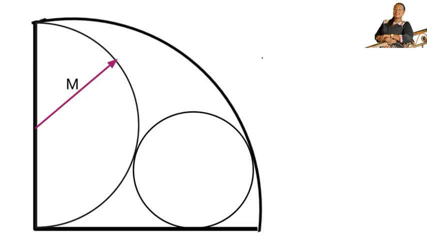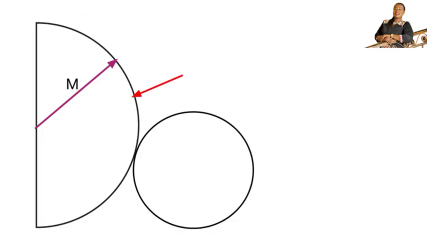With this idea, solving the problem becomes easier. Consider this semicircle and this circle. Connect their centers, so it will pass through this point of contact, right? This piece is the same as the radius of this semicircle, which is m, and this piece is the radius of this circle, which is r. So the whole length will be m plus r.